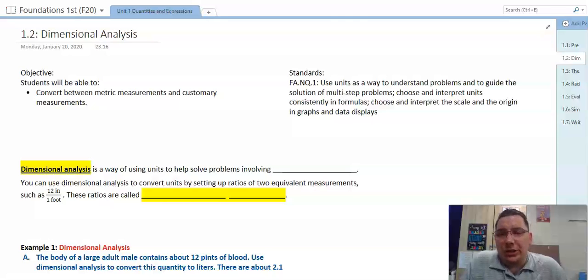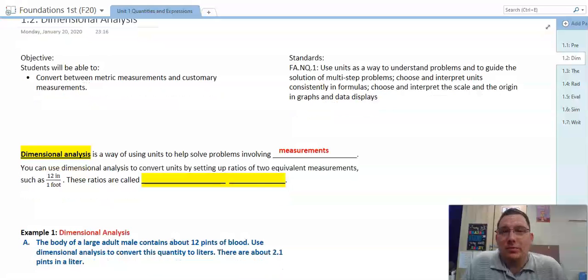So let's look at a definition here. Dimensional analysis is a way of using units to help solve problems involving measurements. So we can use dimensional analysis to convert units by setting up ratios of two equivalent measurements, such as 12 inches over 1 foot. Sometimes you'll see these set equal to each other. So like 12 inches equals 1 foot, right? Or 5,280 feet equal 1 mile. But when we set them as a fraction, we call them conversion factors.